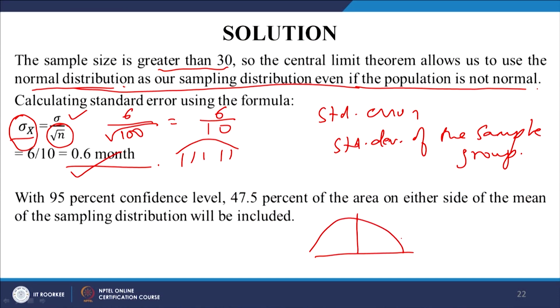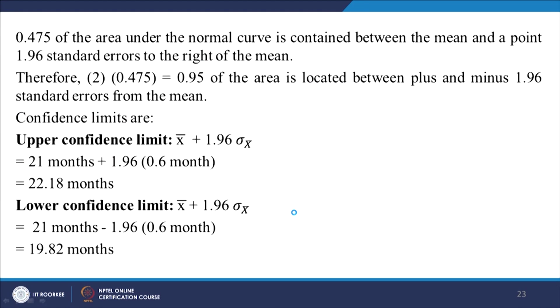Now, you do not know which side of the hypothesis it should go, which side of the tail of the distribution it should go. So when you do not know, it is a two tail test. So what we have done is the tail has been distributed into two parts: 2.5% this side, 2.5% this side. So 0.5 minus 0.025 is 0.475, that is 47.5% this side and 47.5% this side. So 0.475 of the area under the normal curve is contained between the mean and a point 1.96, that is the z table value, 1.96 standard errors out to the right of the mean.